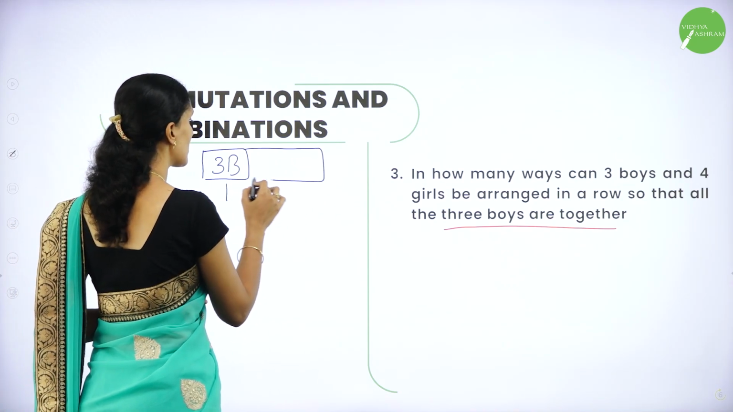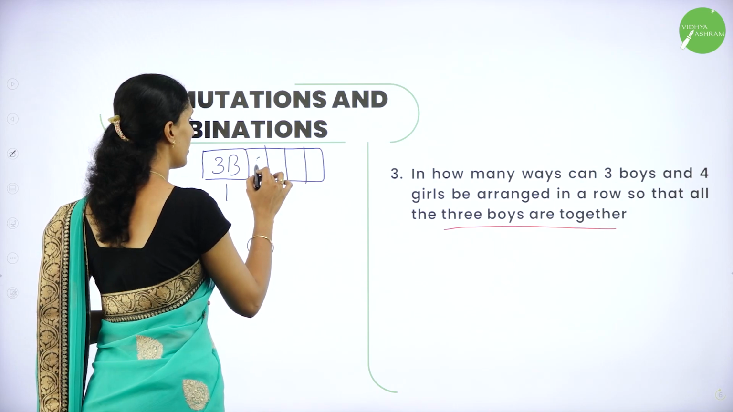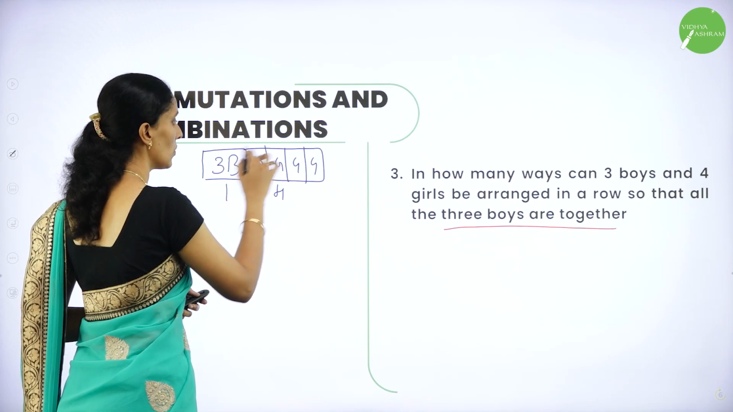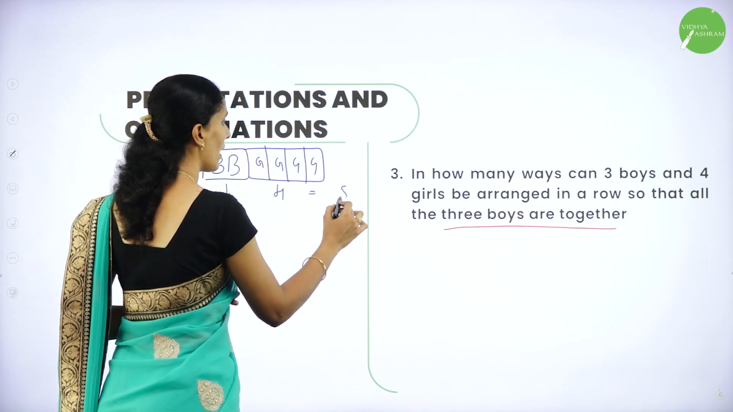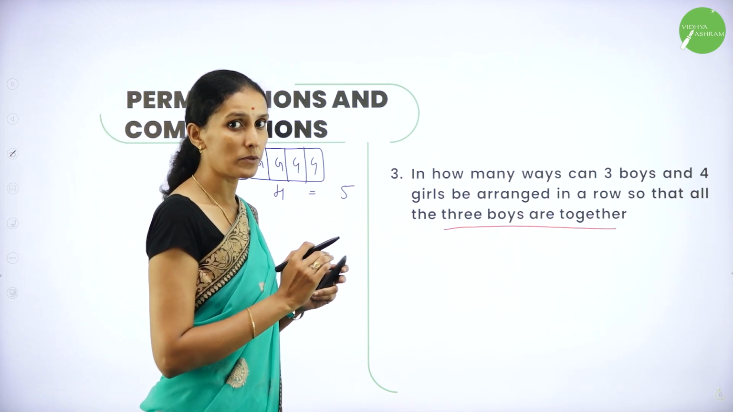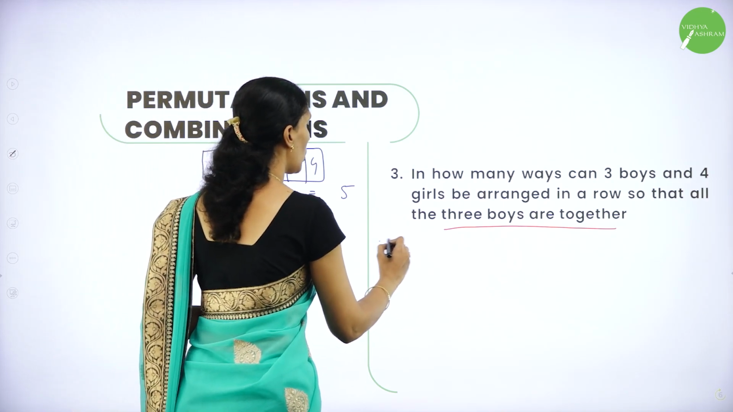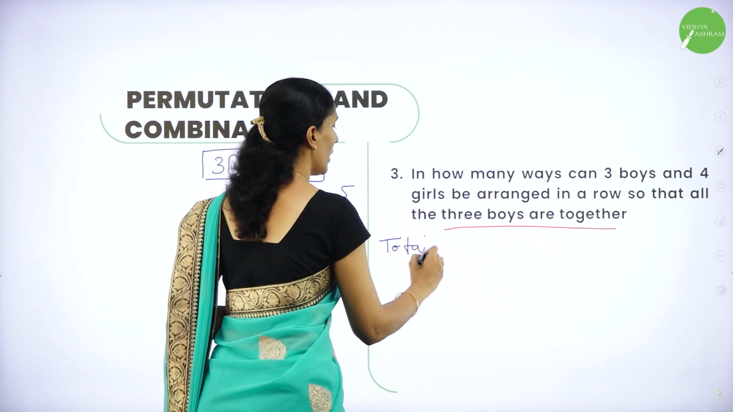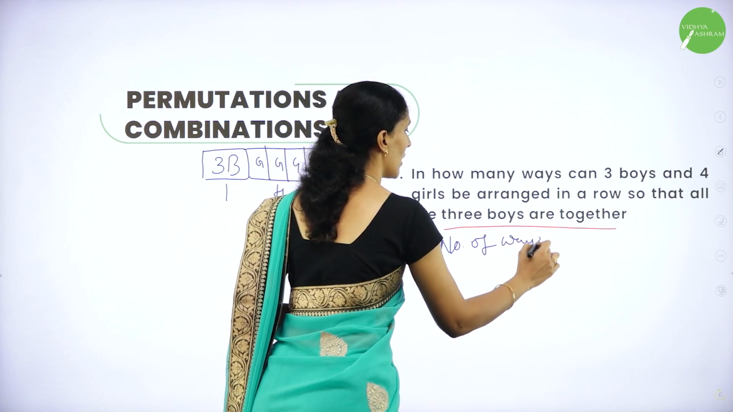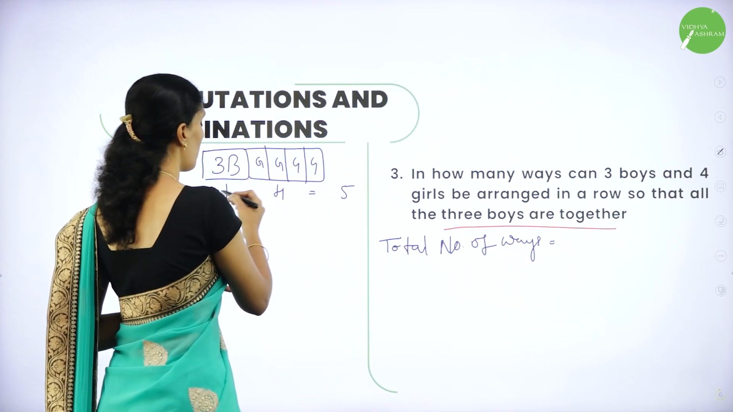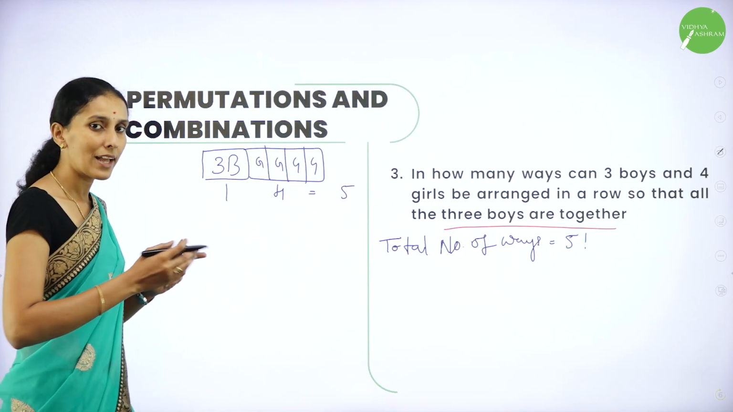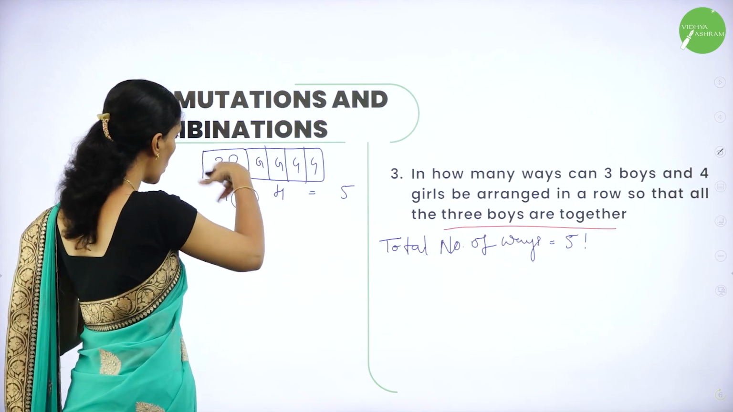The remaining 4 girls can be arranged in 4 different places, however you want. So we have 4 girls here. In total, how many units do we have? We have 5 units, so we should consider it as 5 different objects being arranged. So the total number of ways is 4 plus 1, 5 factorial. But what about the boys? Boys can also change their places within that 1 unit only.